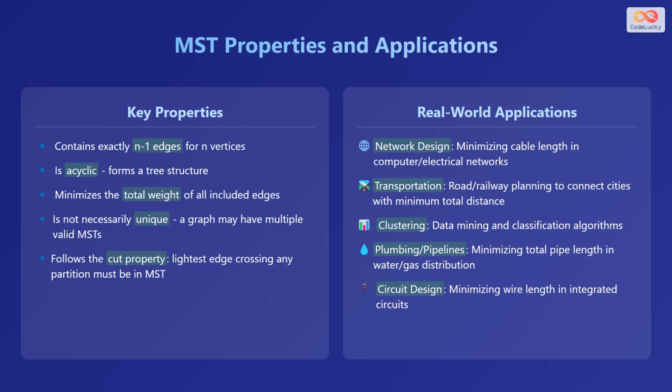MST follows the cut property, which means the lightest edge crossing any partition of the graph must be included in the MST. Minimum spanning trees have many real-world applications. In network design, they help minimize cable length in computer or electrical networks. In transportation, they are used for road or railway planning to connect cities with the minimum total distance.